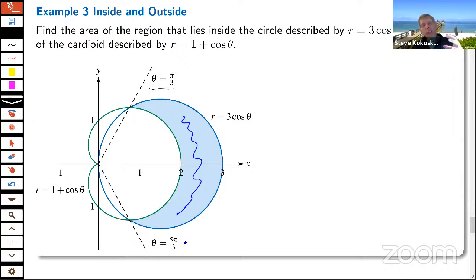So the way that we're going to find the area of the shaded region is a technique that we use in just rectangular coordinates. Think of rectangular coordinates in terms of an upper curve or a high curve and a low curve. We find the area underneath the high curve, we find the area underneath the low curve, and we subtract to get the area that we want. And that's exactly what we're going to do here.